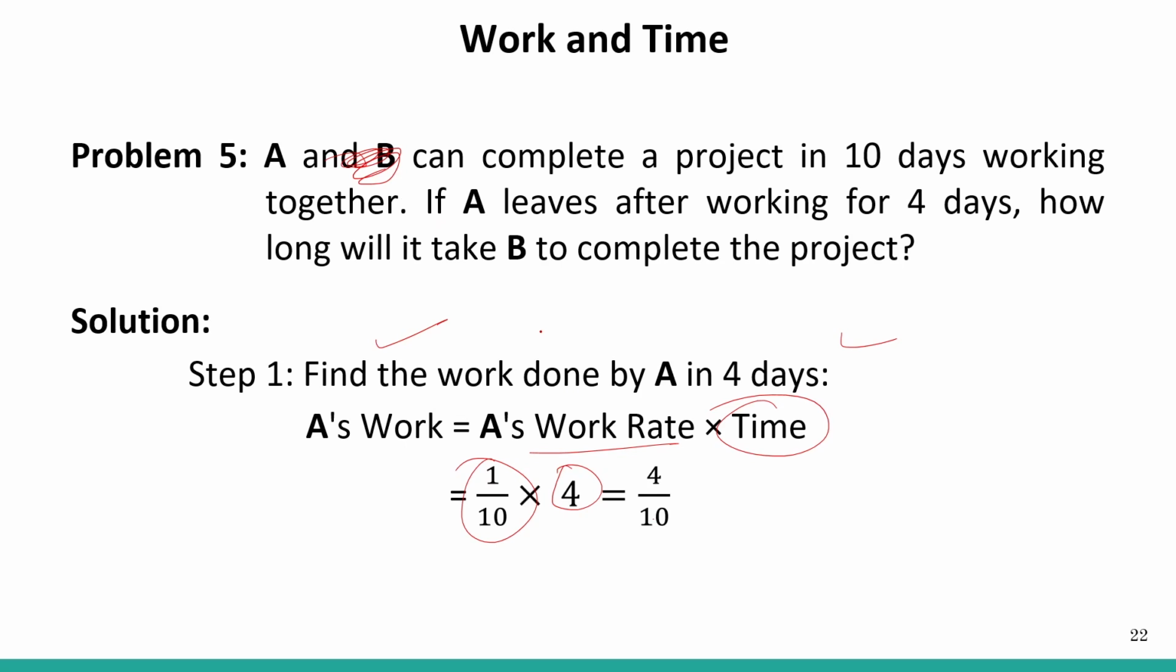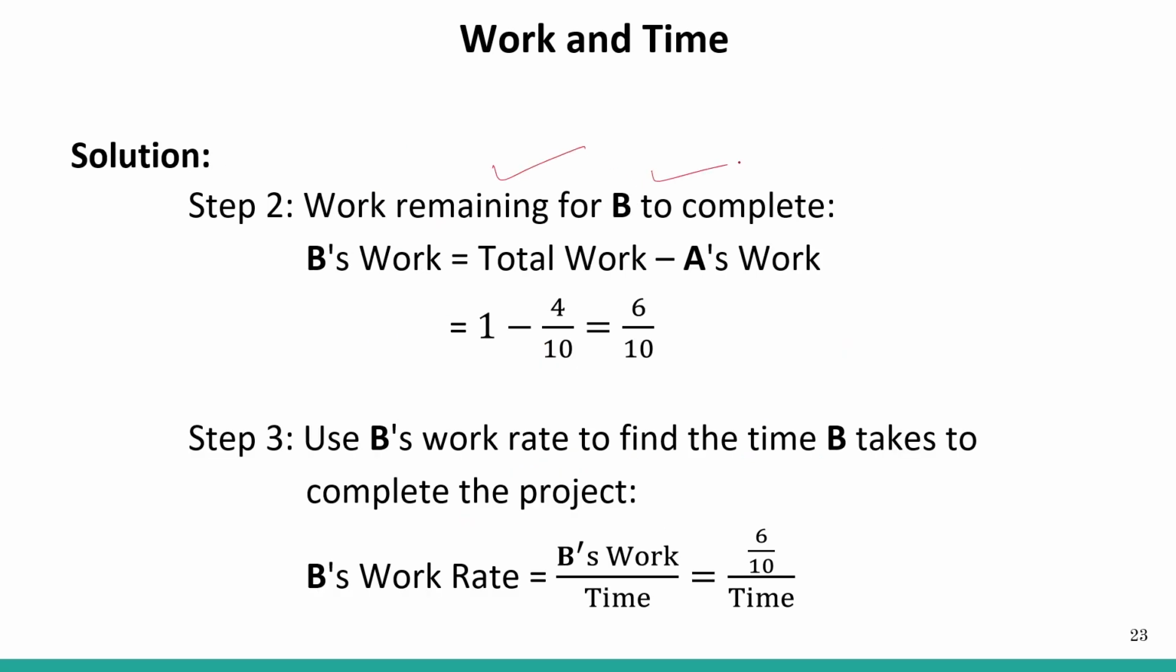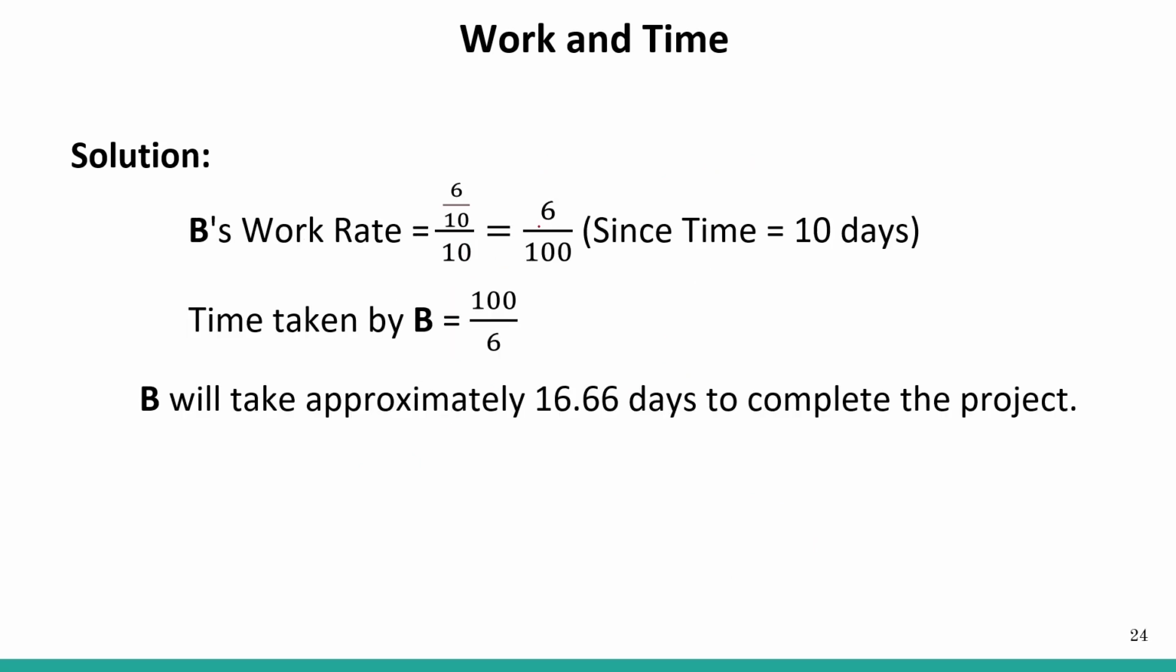The work remaining for B to complete is total work minus A's work, which is 1 minus 4 by 10, that is equal to 6 by 10. Step 3 is to use B's work rate to find the time taken to complete the project. B's work is 6 by 10 by time, which is 6 by 10 by 10, equal to 6 by 100. So time taken by B will be 100 by 6, approximately 16.66 days to complete the project.